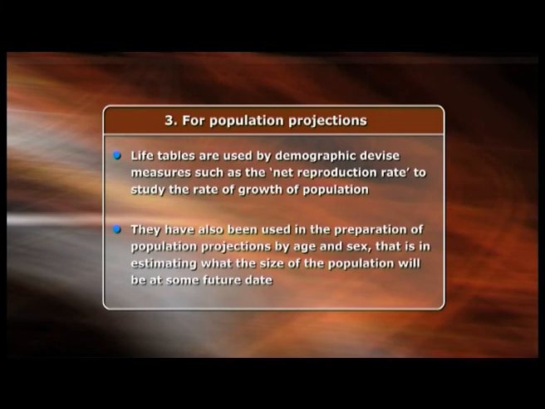For population projections, life tables are used by demographers to devise measures such as the net reproduction rate to study the rate of growth of population. They have also been used in the preparation of population projections by age and sex, that is, in estimating what the size of the population will be at some future date.